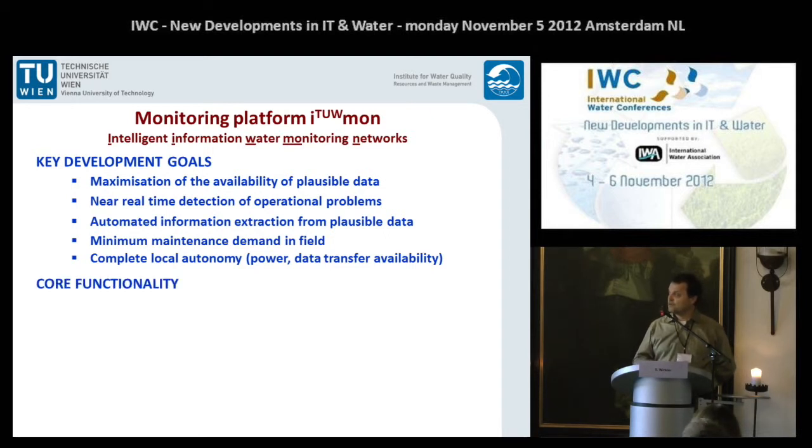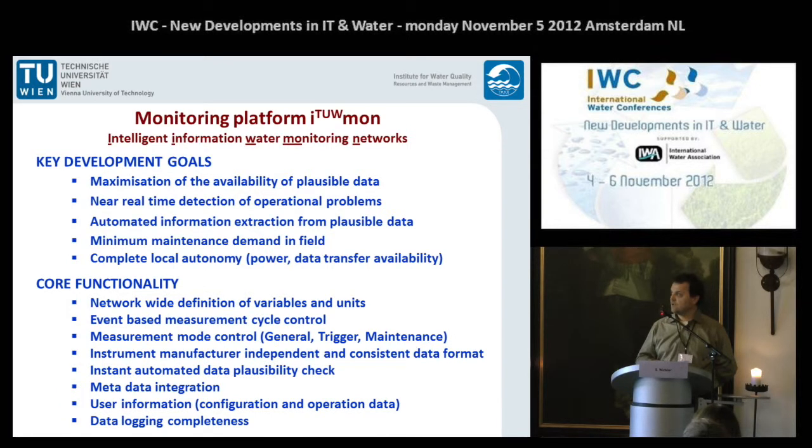What are the core functions? Just to name a few, we have a unique definition of all the variables within a network, so it doesn't occur that whatever flow or level is named with a certain symbol in one station and with a different symbol in the other station. We have an event-based measurement cycle control. We have several operating modes, so a general measurement mode, a triggered mode, and a maintenance mode.